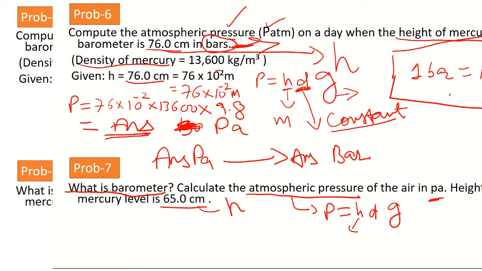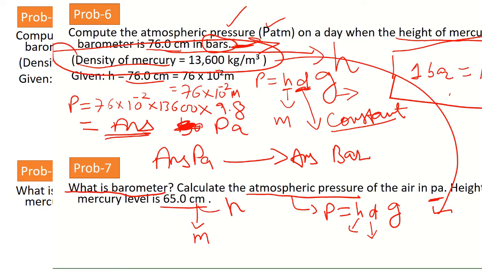Here H is 65 centimeter, but this centimeter you have to change to meter, and this is the density of the mercury, and the density of the mercury is given here. So you can take this value from the above question, and the value of this G is 9.8 meter per second square, and you can find the answer, and whatever the answer, it will come here automatically. This will come in Pascal.